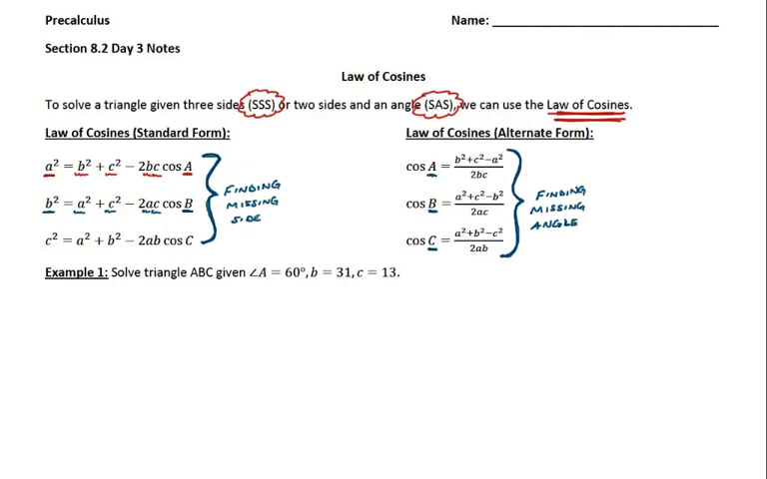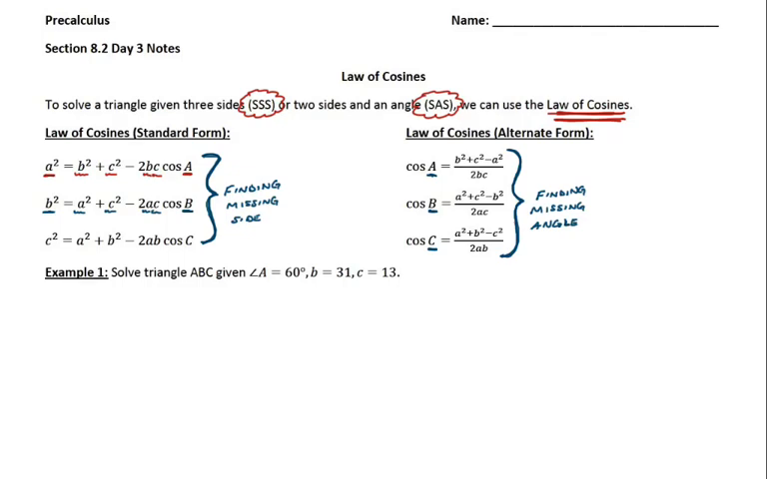Or if that looks a little daunting, if you just know the pattern for the standard form, you can set it up as is, and then you'll have to do a little bit of algebra to get the angle by itself. You can approach that either way. For the sake of the notes here, I will use both the standard and alternate form depending on what the problem is telling us there.